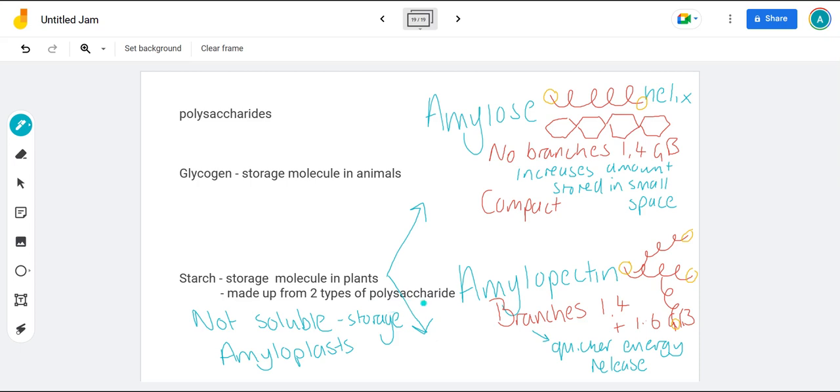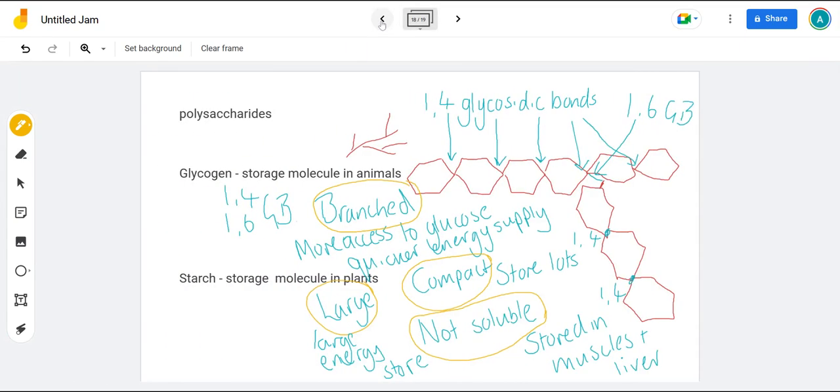Starch molecules are really large molecules, which means that they contain lots of energy. Lots of glucose, and therefore lots of potential for releasing energy as ATP molecules. So let's just make sure that they're obvious: insoluble and large. That brings us to the end of that spec point. It is a long spec point, there's a lot to do there.